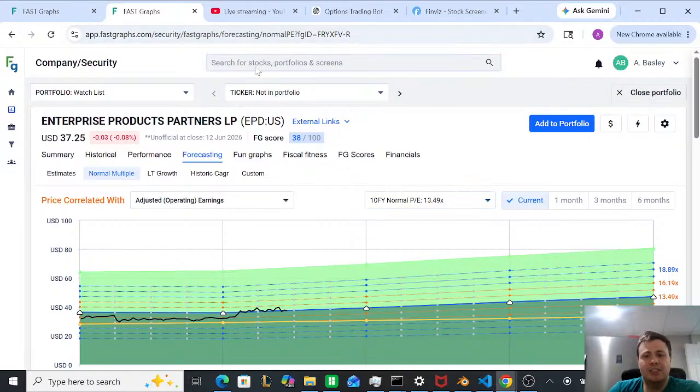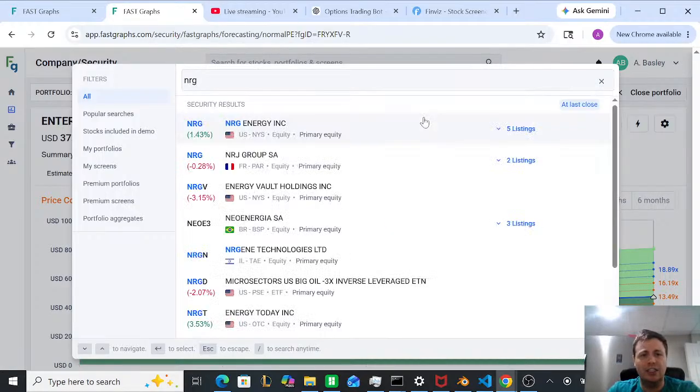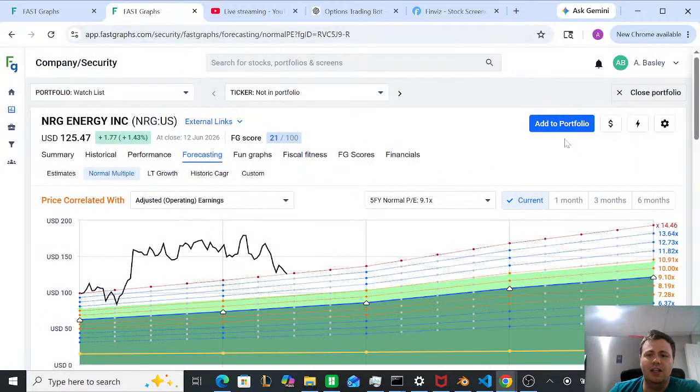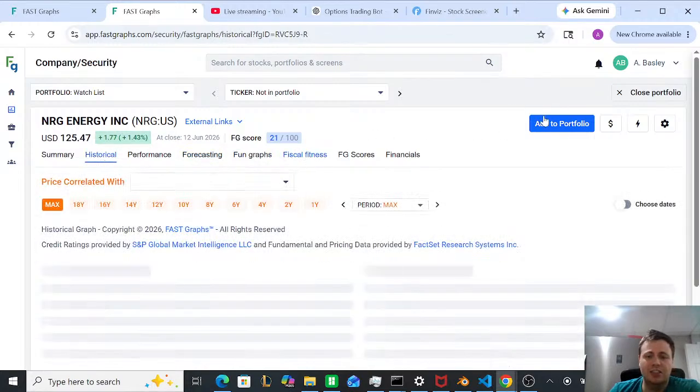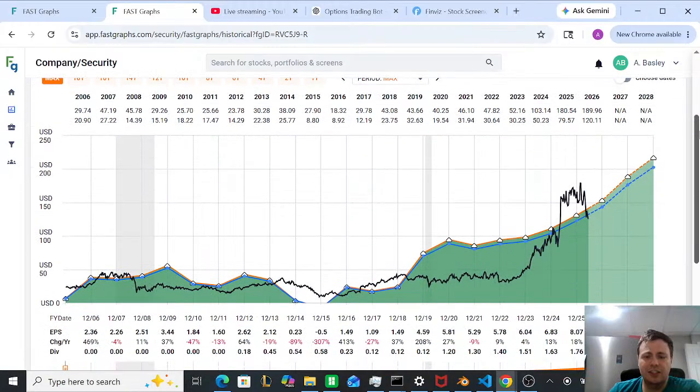So with that being said, one of the companies that I've been asked to look at and that I'm interested in looking at is NRG, which is a utility company out of Texas. So let's take a look at our FAST graph here.